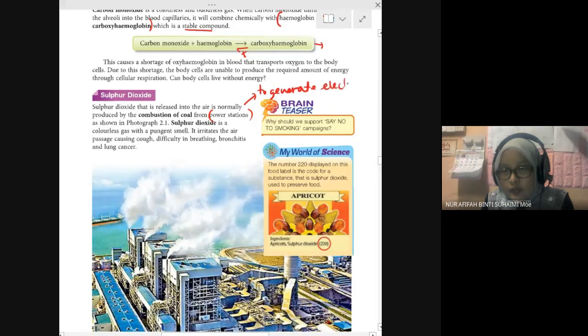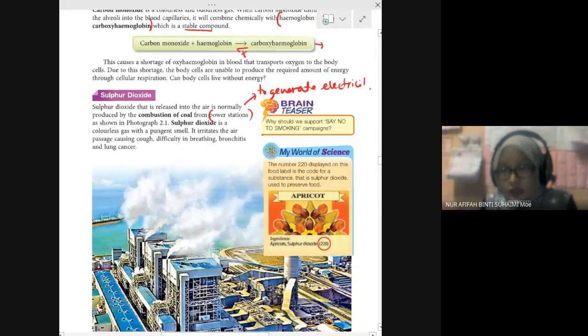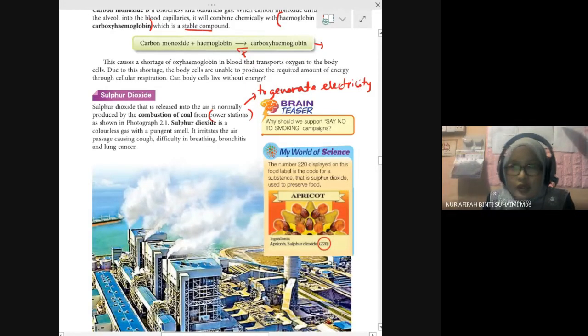To generate electricity for the whole country, it uses a lot of coal. So the combustion of coal produces smoke that contains sulfur dioxide. Sulfur dioxide is a colorless gas with a pungent smell. Bau busuk lah, bau busuk.